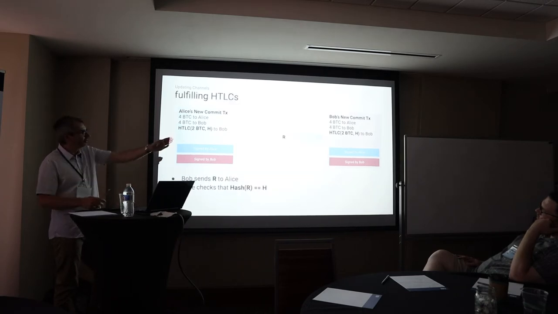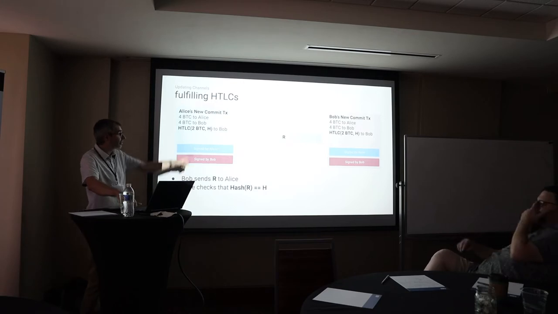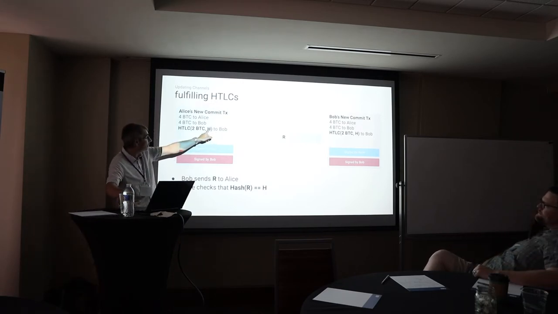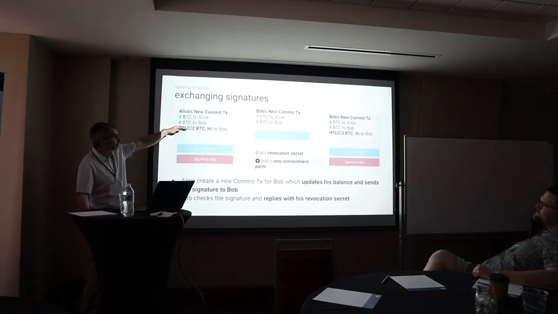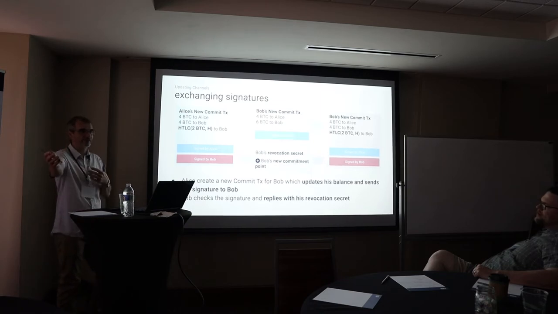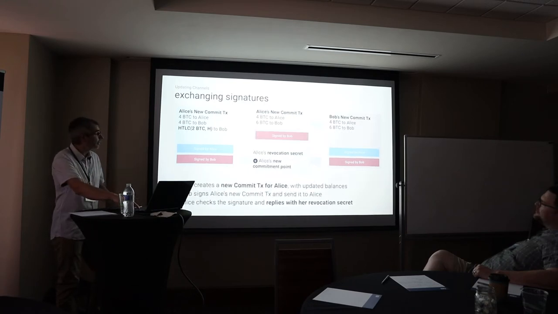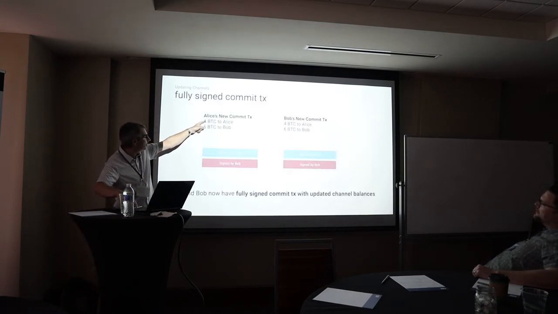And now Bob sends back the pre-image R for H. Alice checks that this is indeed right, that when you hash R, you get H. And that payment is not pending anymore, it's been fulfilled, so she moves the 2 bitcoins to Bob's output. And she signs, and again the same revocation dance. Every time you sign a new transaction and you send it, the node replies with the revocation secret for the previous transaction. And so on, and once you get there, you've moved 2 bitcoins from Alice's balance to Bob's, and you've paid 2 bitcoins.